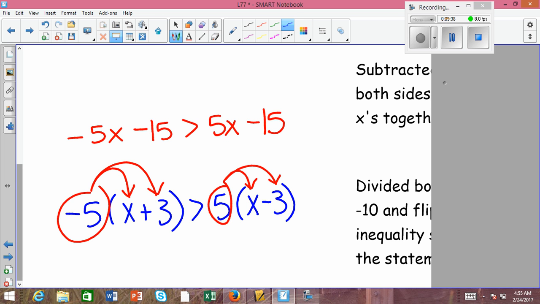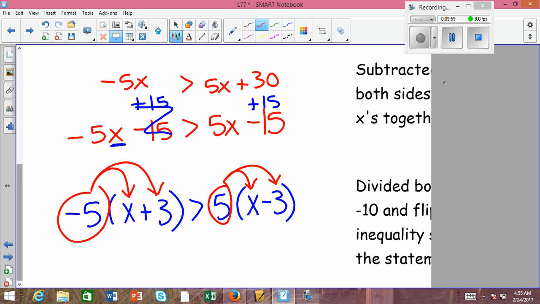Our next step would be to isolate our variable. So we want to get x all by itself. In order to do so, we are going to add 15 to both sides. These 15's will cancel out, and we will be left with a 30 over here. 5x plus 30, keep in mind, and a negative 5x over here.